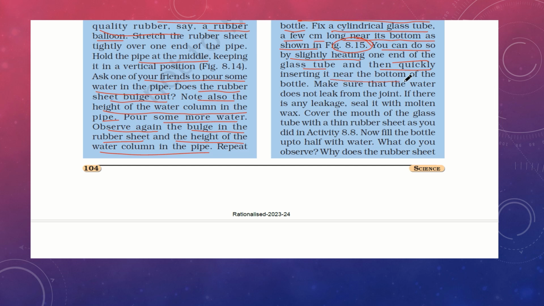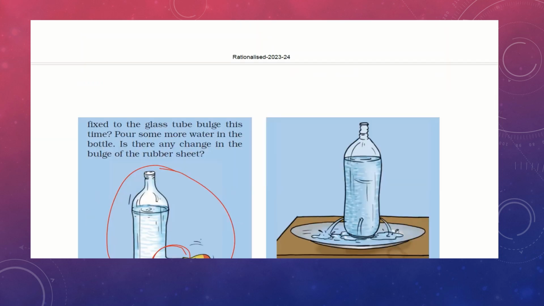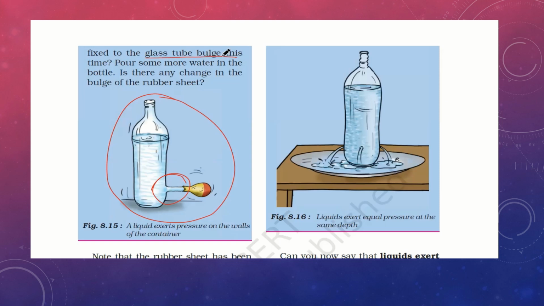It is near the bottom of the bottle. Make sure that water does not leak from the joint. If there is any leakage, try to seal that part with molten wax. Now cover the mouth of the glass tube with a thin rubber sheet as you did in activity 8.8. Now fill the bottle half with water. What do you observe? Why does the rubber sheet fixed to the glass tube bulge this time?